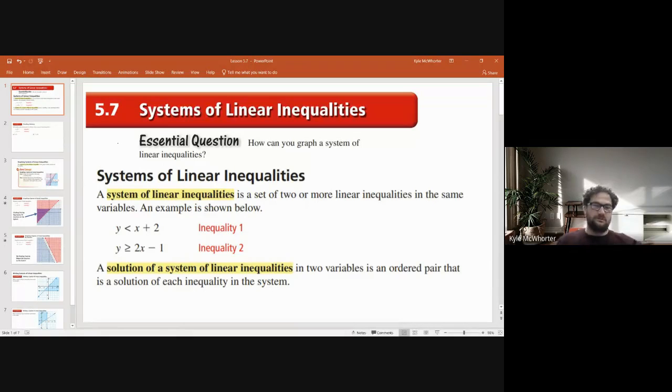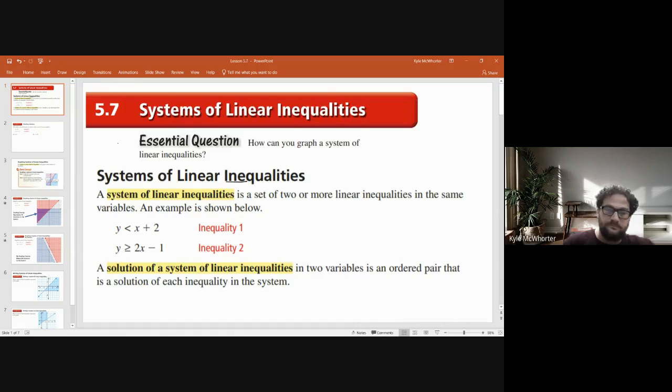Well, hello. Today we're going over systems of linear inequalities. So we talked about systems of linear equations, and that was when we had more than one equation. And now we're looking at linear inequalities, which is when we're looking at more than one inequality at the same time. So a system of linear inequalities is a set of two or more linear inequalities in the same variables.